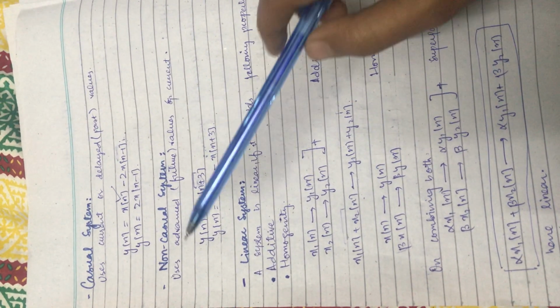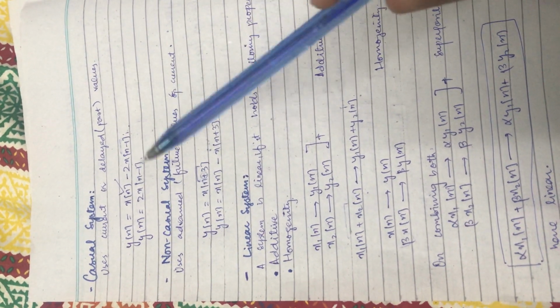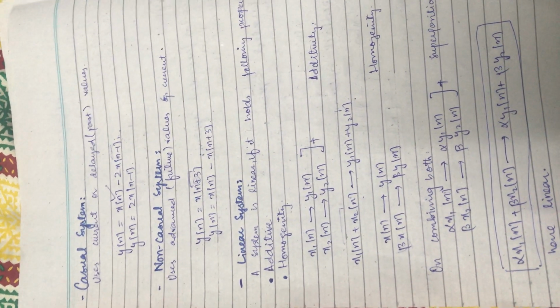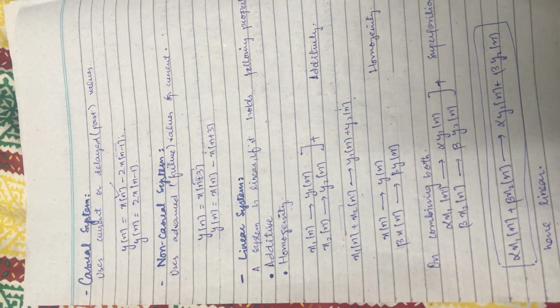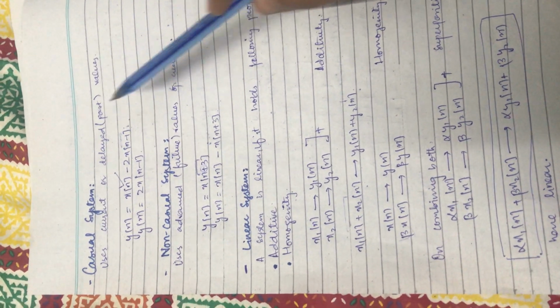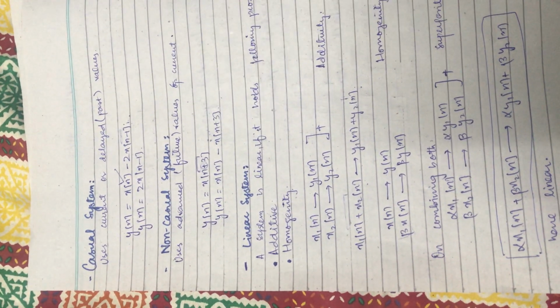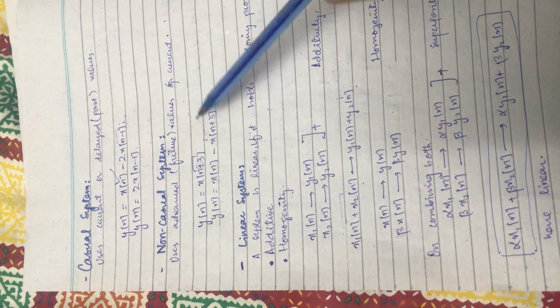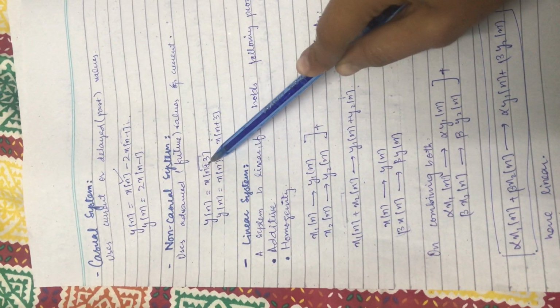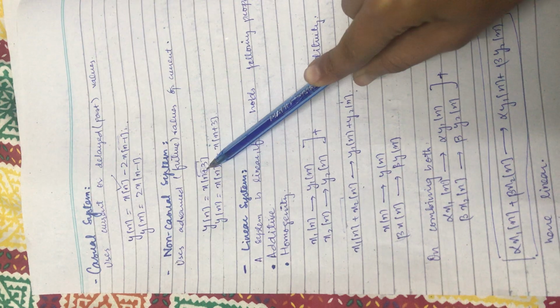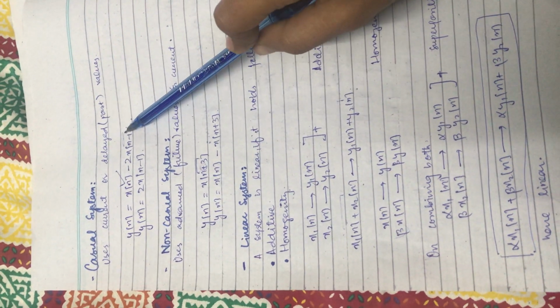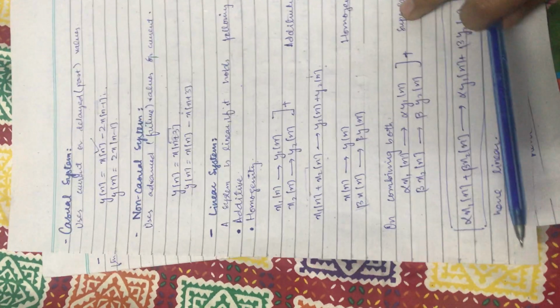In the second, you have the non-causal system. The difference between the non-causal and the causal system is simple. This one uses the delayed or past values, and this one uses the future or the advanced values. Here, if there is a positive sign, this will show that this is a non-causal system. Here the negative sign shows that this is a causal system.